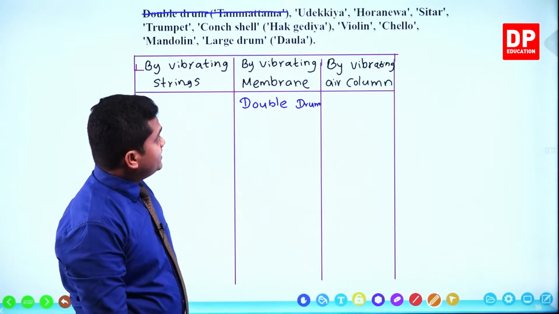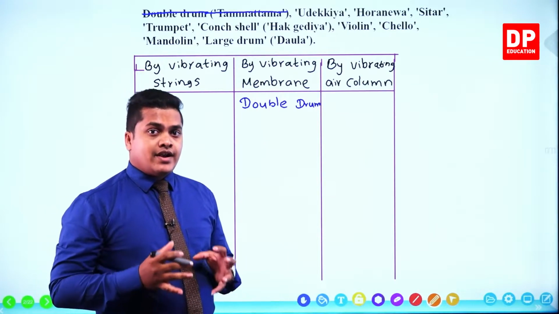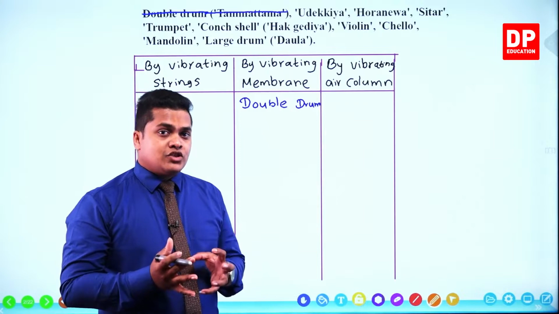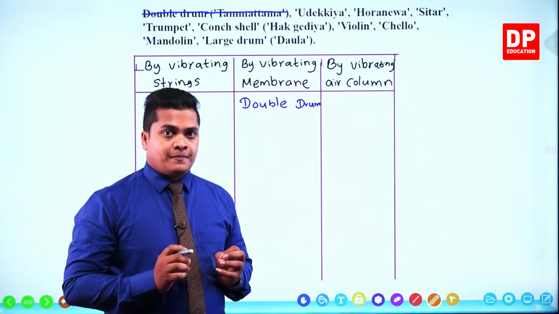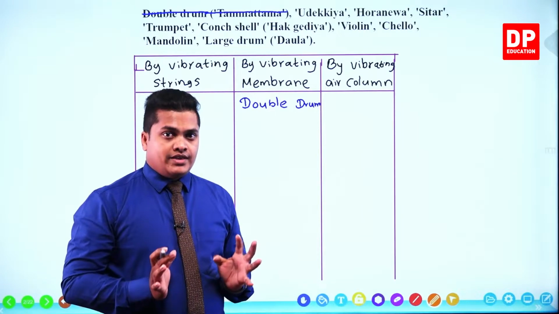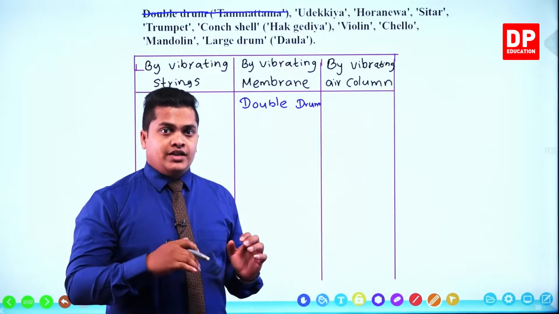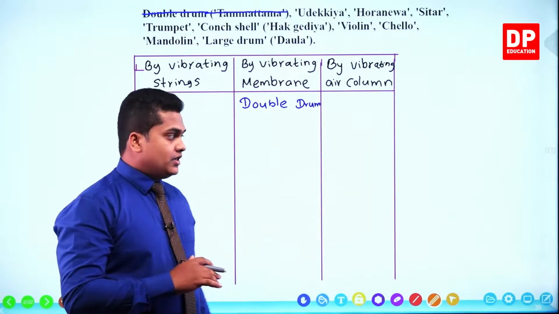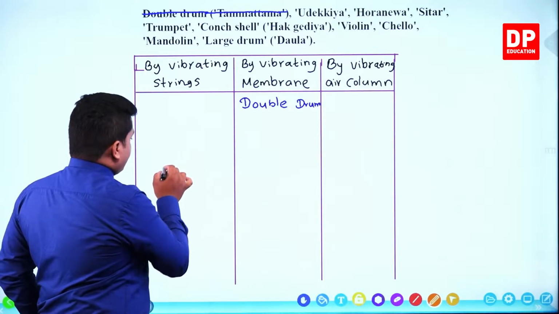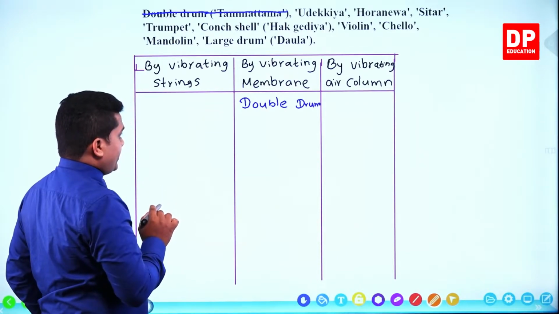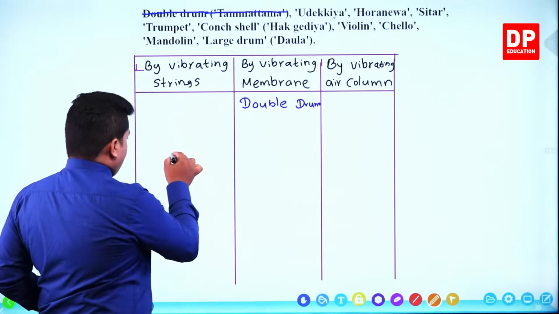Then the next one is given udakkiya. Udakkiya is a traditional musical instrument which is unique to Sri Lanka. Right? Udakkiya is a traditional musical instrument in Sri Lanka, an ancient one. So it's like this. I can draw a rough diagram within this column, right? Then I'll erase it when I'm going to do the division. So it is like this.